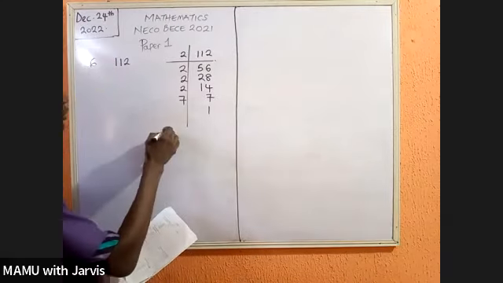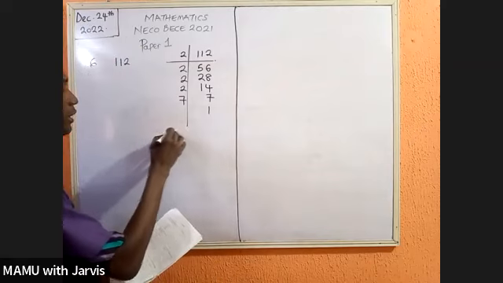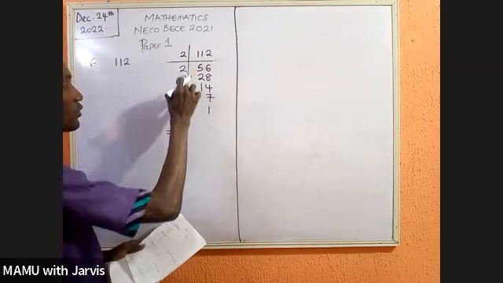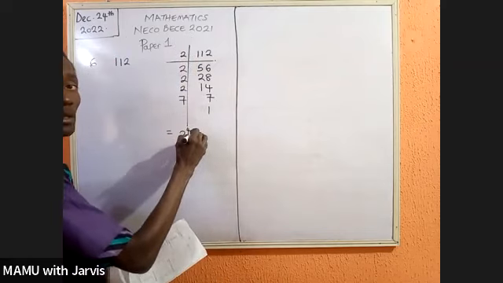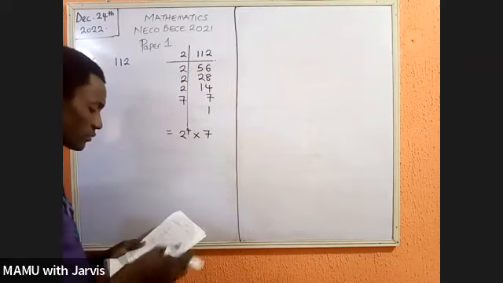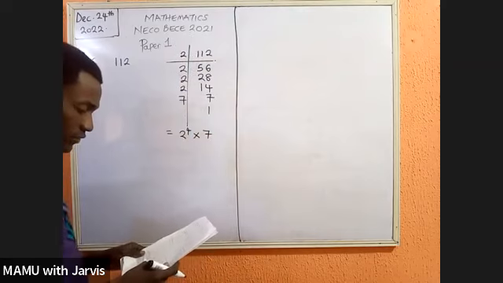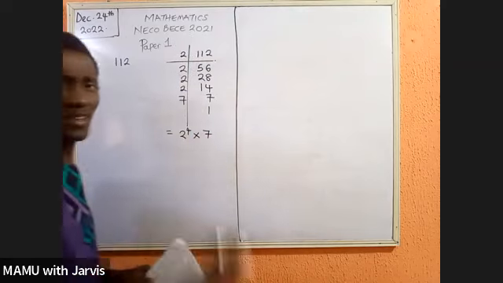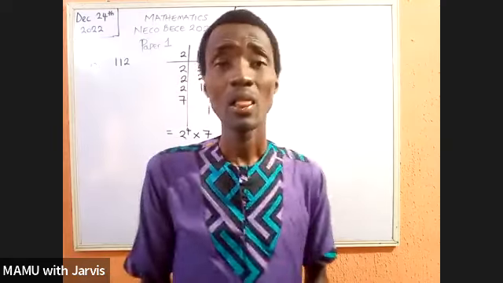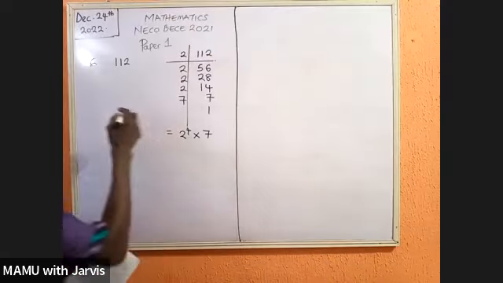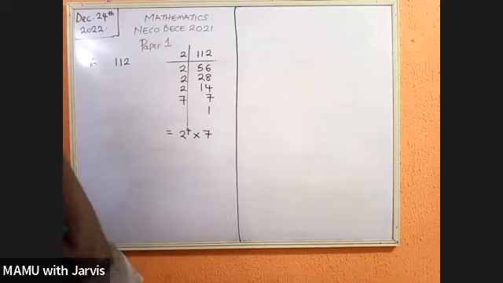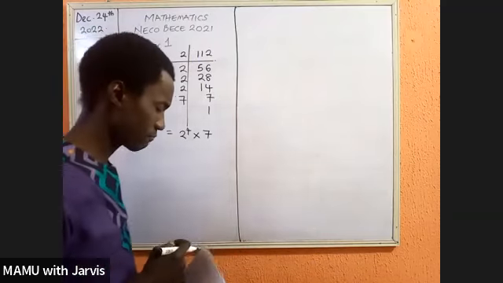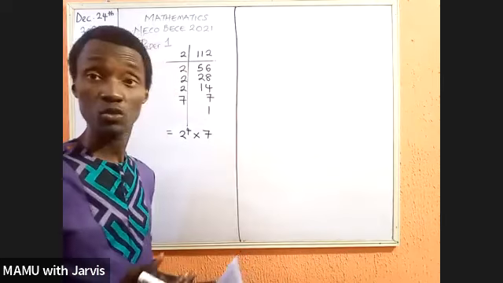And this would have given you 2, how many times? 1, 2, 3, 4. 2 to the power of 4 times what? 7. Yes, that's very, very correct. But there's also a faster way to solve this. Now, we can use our knowledge of factor tree. What do you call it now? Factor tree, yes, to solve it.